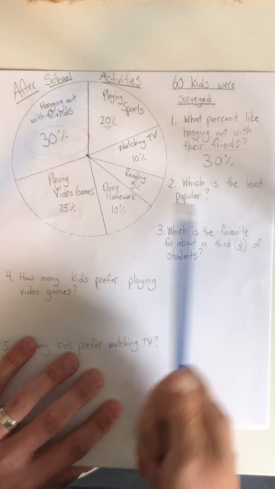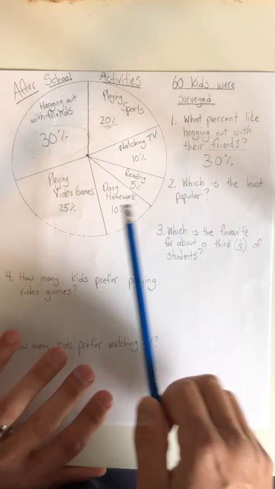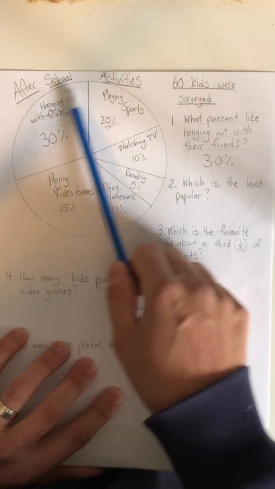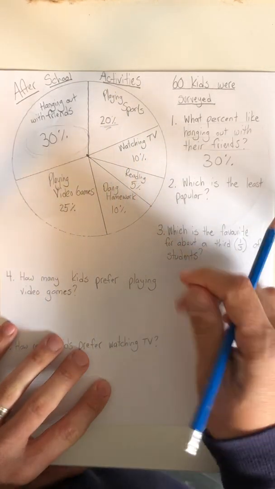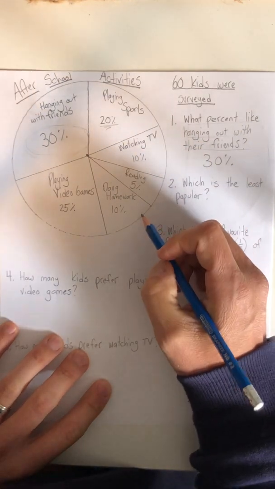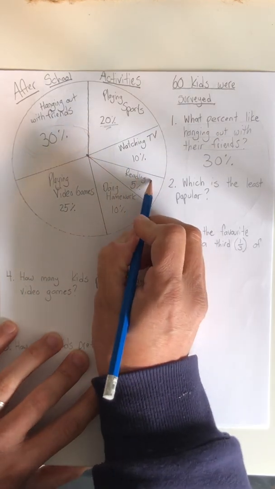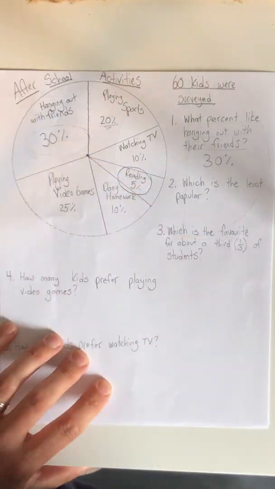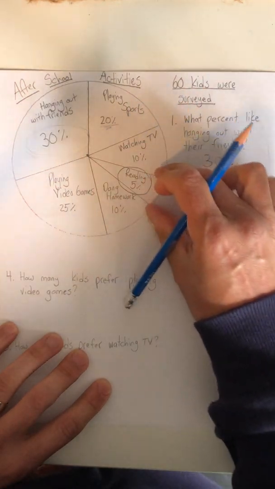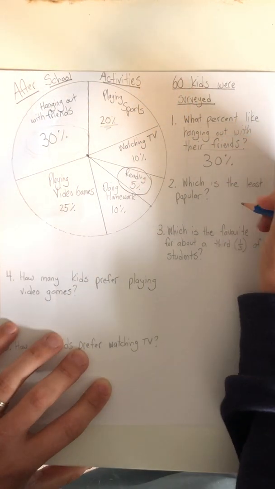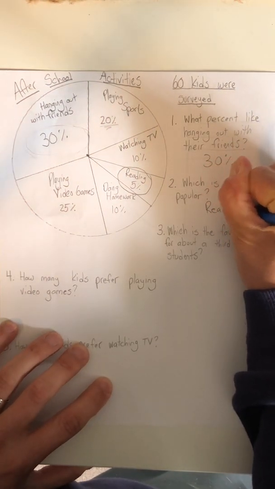Okay, so next question: which is the least popular activity for kids to do after school? For that, I just look at my circle graph and see what's the smallest percent, or the smallest slice. It's easy to see. 30%, 25%, 20%, those are big numbers. Here's the one, reading. So only 5% of the students surveyed like to read. You can see that's the smallest percent, and also the smallest slice of our circle. So reading is the least popular activity for these students.